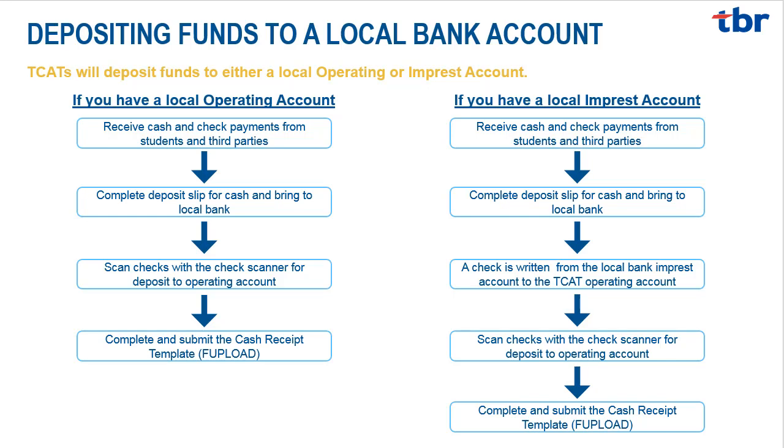If you have an Imprest account with the local bank, you will receive cash and check payments from students and third parties, and then create a deposit slip for cash payments to be taken to the local bank. A check is then written from the local bank Imprest account to the TCAT operating account for the cash deposit amount. Checks will be scanned through the check scanner for deposit to the TCAT operating account. You will then complete the cash receipt template and email it to the Service Center along with a scanned copy of the deposit slip.